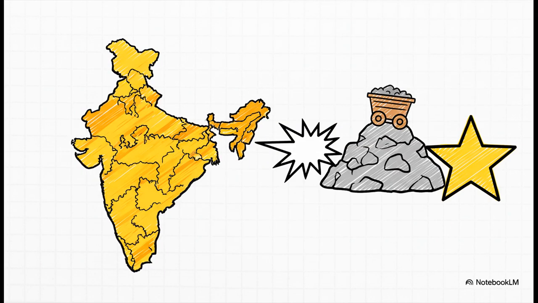Did you get it? The answer is Jharia in Jharkhand. Please remember this name. Write it down. It's a favorite for multiple choice questions in the exams. Jharia in Jharkhand. Don't forget it.